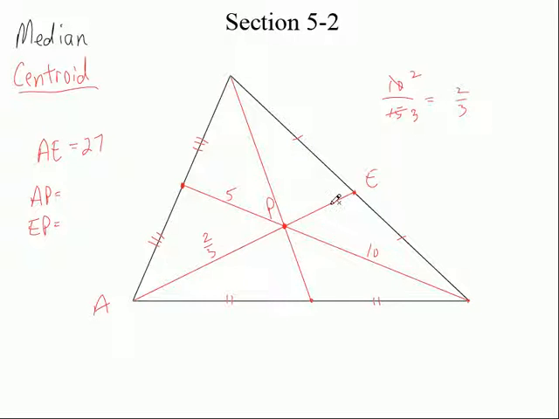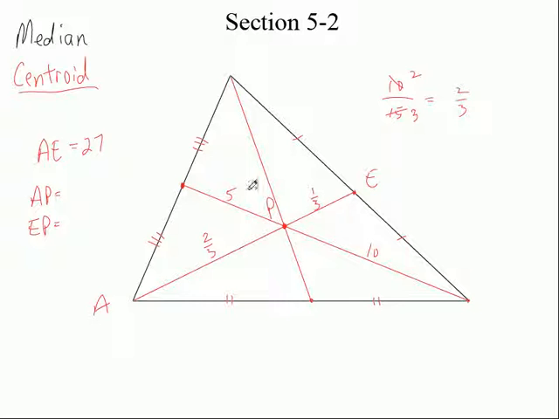If this is 2/3, what's this? Forget the numbers right now. If this is 2/3 of the whole thing, this is what fraction? It's 1/3, right? You get it? 2/3 and 1/3. So you know what might be easier? What might be easier is to find the shorter section. If I know the whole thing, how do you think you find the shorter section?